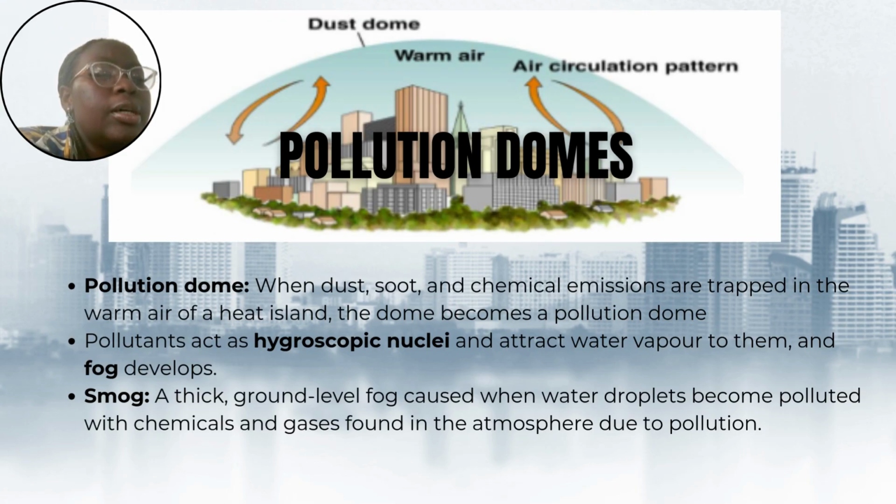When we talk about the urban heat islands that are formed during the night, we look at pollution domes, which is when dust, soot, and chemical emissions are trapped in the warm air of a heat island, and that becomes a pollution dome. The pollutants act as hygroscopic nuclei and attract water vapor to them, and therefore fog forms. Smog is a thick ground-level fog, which is caused when water droplets become polluted with chemicals and gases found in the atmosphere due to pollution.